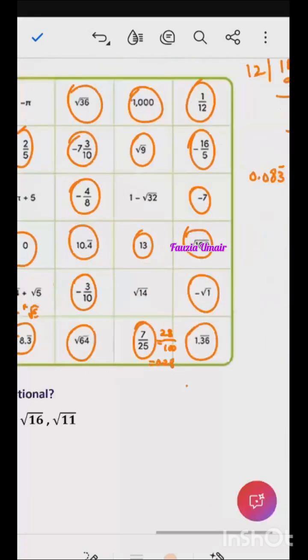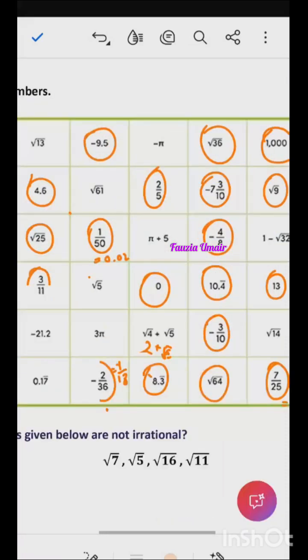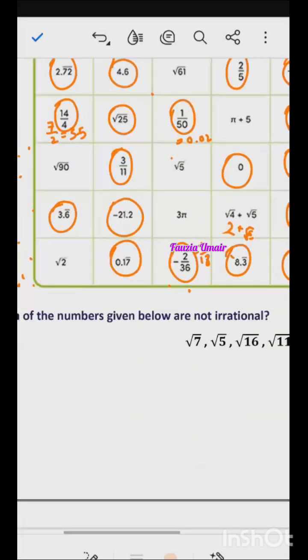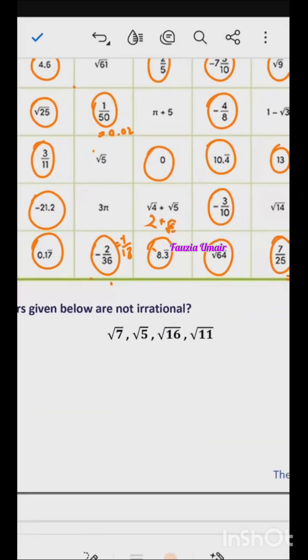Yes, very good observation. So next question, question number 3, is that you need to find the numbers that are not rational. Not rational meaning irrational. Square root of 7. Raise your hand for the answer, please. What is square root of 7?